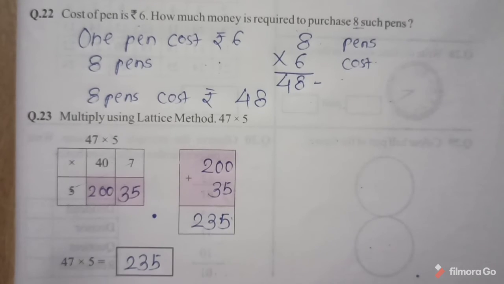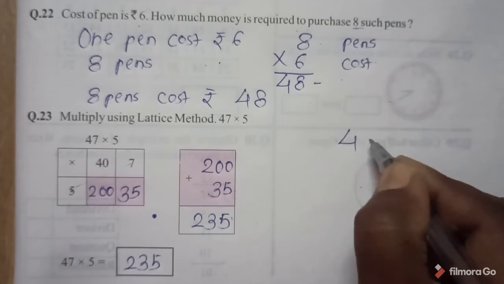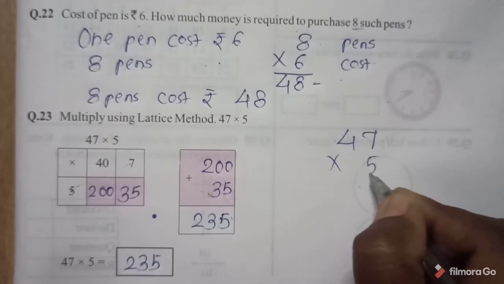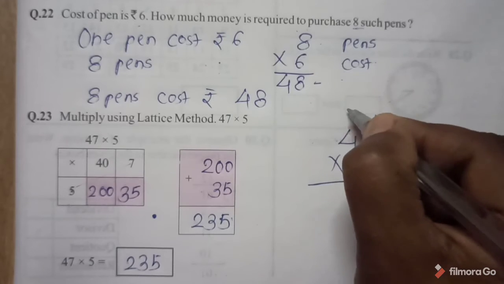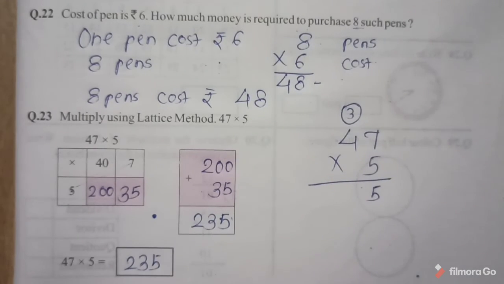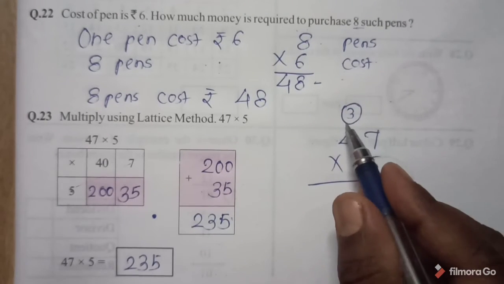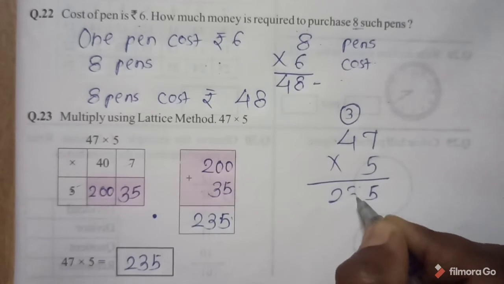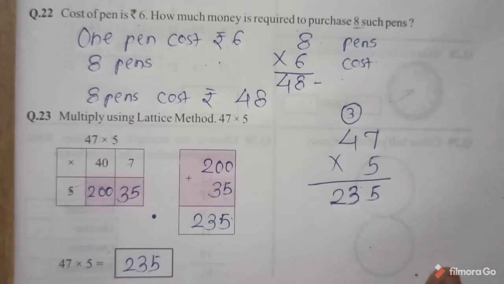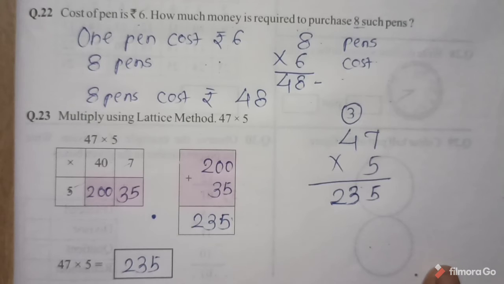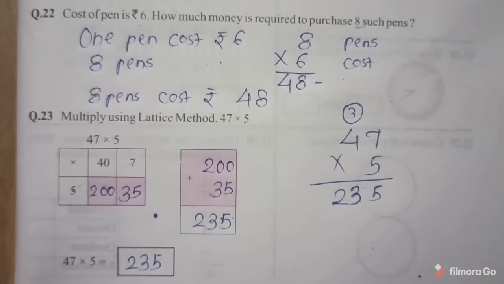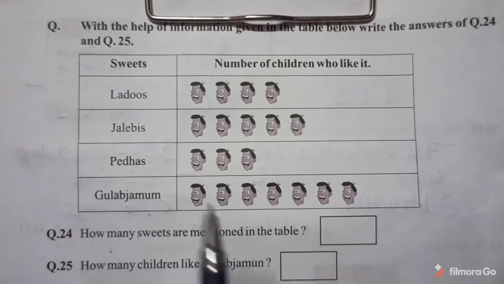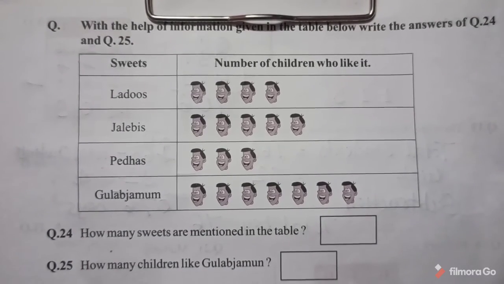Not correct. Arrange this vertically and solve. See this, 7 5s are 35. 3 is carried over. Then 4 5s are 20, plus 3 is equal to... Solve it and the answer will be the same. Okay students.